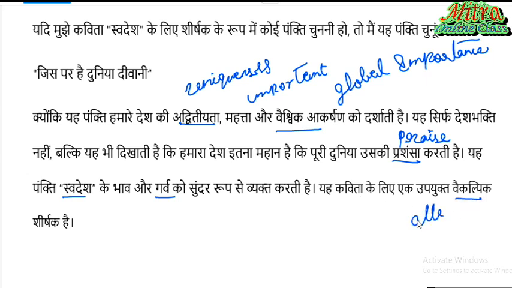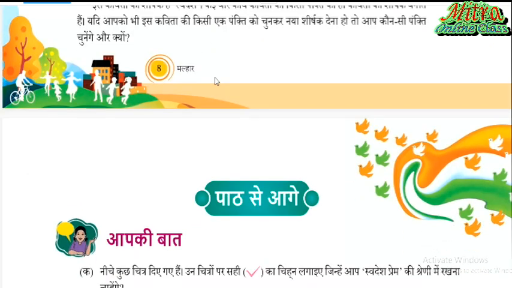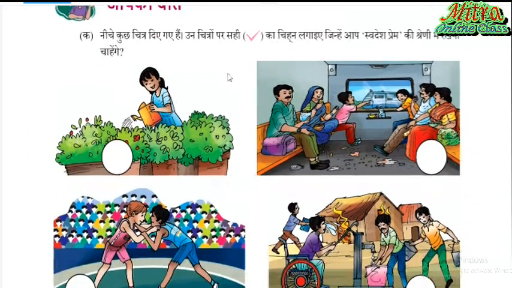यह पंक्ति स्वदेश के भाव और गौरव को सुंदर रूप से व्यक्त करती है. The line beautifully expresses the essence of patriotism and pride, making it a fitting alternative title for the poem. यह कविता के लिए एक उपयुक्त वैकल्पिक शीर्षक है. It is a suitable title for this lesson. So now go to the next question.